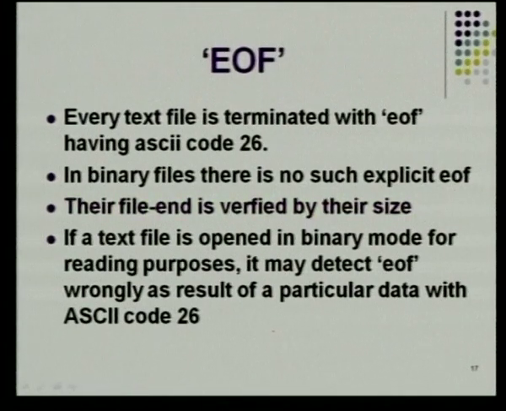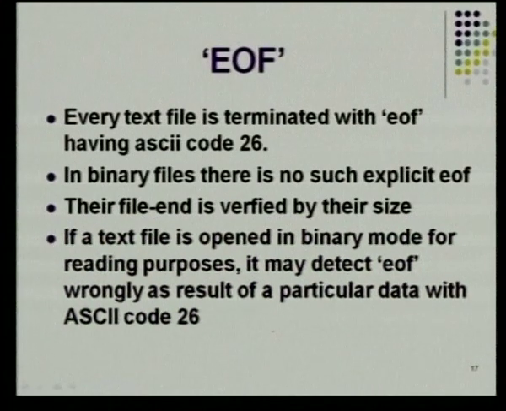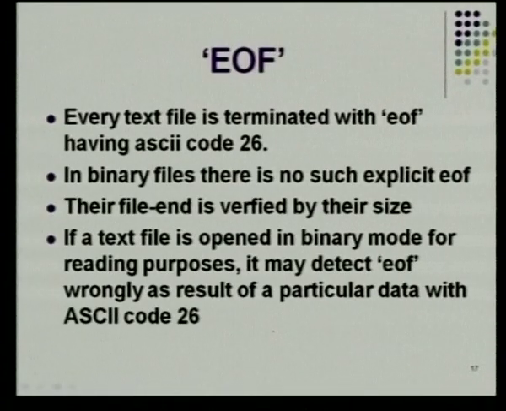So, when you are reading binary files, you have to make sure you use some other method by which you identify where the file closes. What method? The size of the file. Their end of file is verified by their size. That is why the size of the block being transferred is present as an argument in fread and fwrite. Now remember this: if a text file is opened in binary mode for reading purposes, it is not a binary file. It may detect the end of file wrongly as a result of particular data with an ASCII code 26. So, this is the problem.